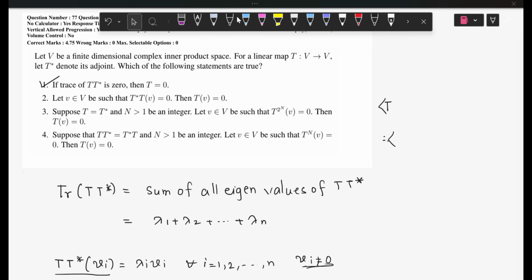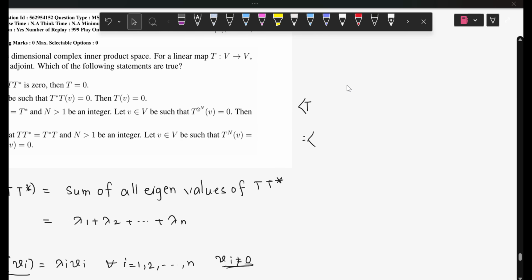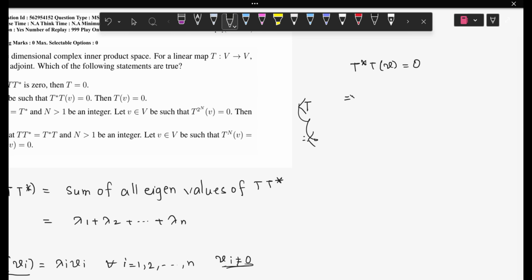Now the second option is saying that let v belong to V such that T star T of v equal to 0, then T of v equal to 0. Let's check it. The thing which is given to us is T star T of v equal to 0. Now I can take the inner product of T star T of v with v, which is the inner product of 0 with v, equal to 0. So I can write the inner product of T star T of v, v is equal to 0.